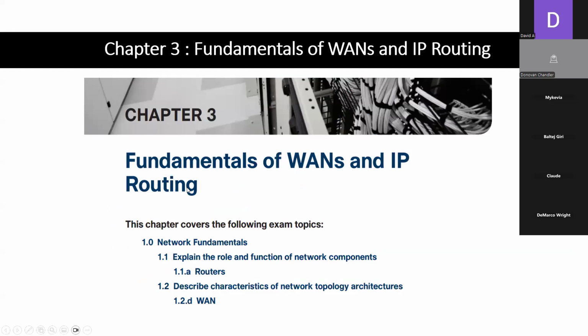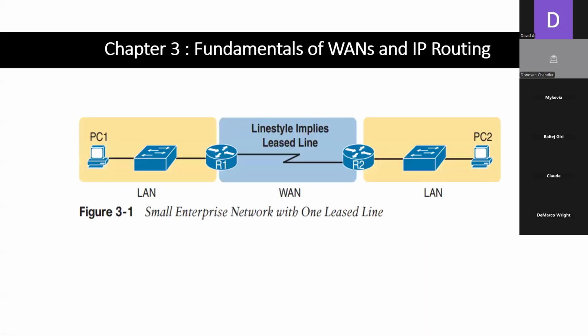So, chapter three, labeled fundamentals of WANs and IP routing, right? For this chapter, the objectives that are going to be covered from the objective list are 1.0 network fundamentals. Under that is 1.1 explain the role and function of network components, 1.1.a routers, and of course 1.2 describe characteristics of network topology architectures, and 1.2.d, which are WANs. Okay. All right, let's go ahead and jump in.